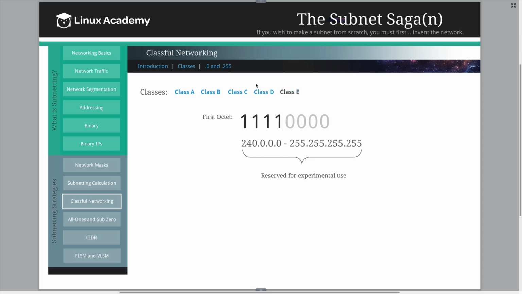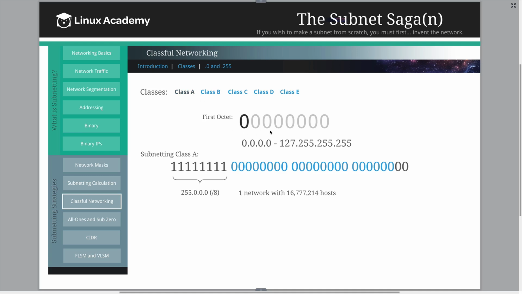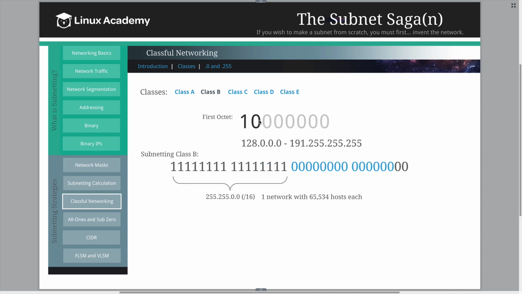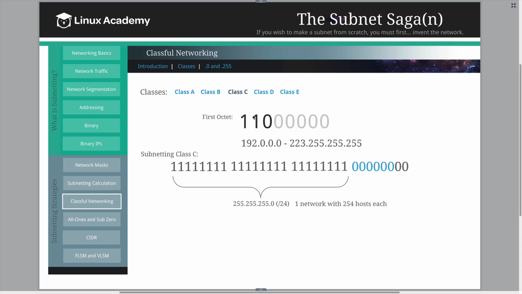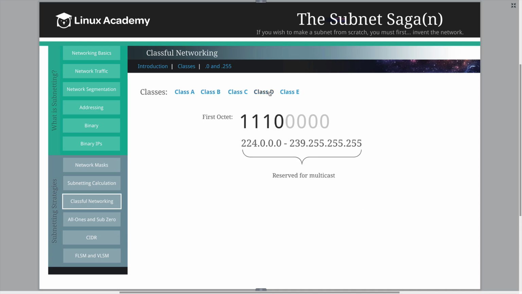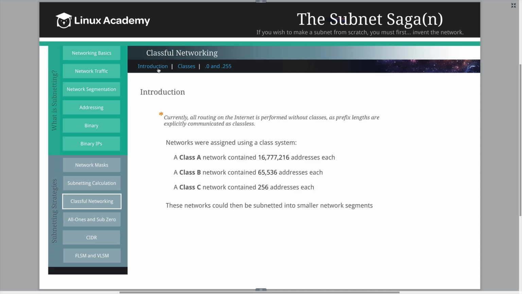And again, you should see a pattern here when you look at the first octet. Class A was a 0 in the leftmost bit. Class B was a 1 followed by a 0. Class C was a 1, 1 followed by a 0. Class D, likewise Class E. So again, I'll reiterate that all routing on the internet is performed without classes. Classful networking in and of itself is a legacy concept.